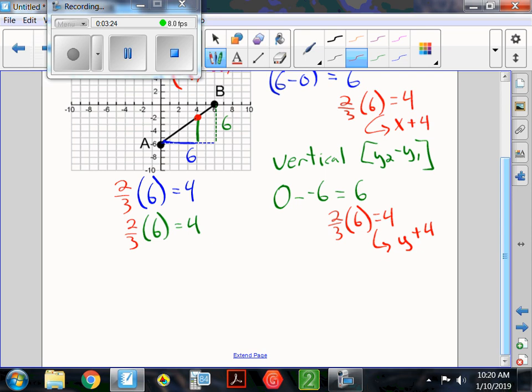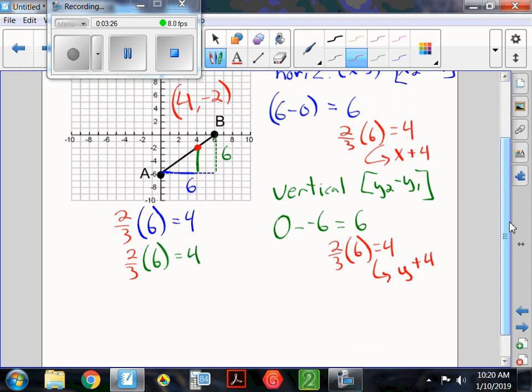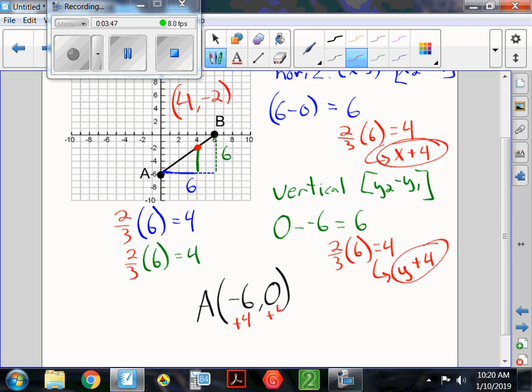So when I talk about taking my x value and adding 4 and my y value and adding 4, what that means is the original point A, which is at -6, 0. I'm going to take that point, those integers, -6, 0, and because of this x plus 4, I'm going to add 4 to the x. And because of the y plus 4, I'm going to add 4 to the y. And so my point that is 2/3 of the distance is going to be -6 plus 4 and 0 plus 4, or -2, 4.